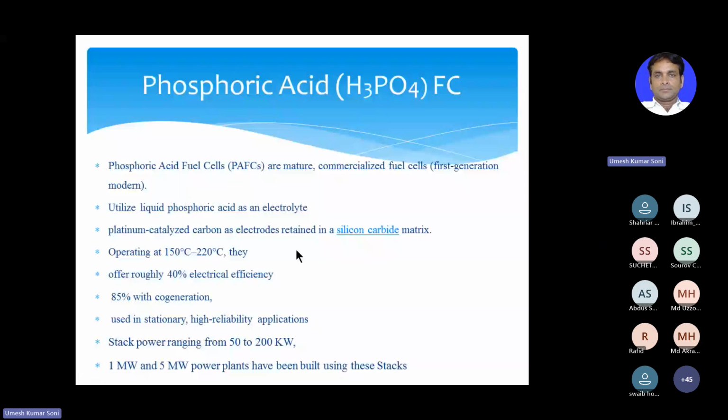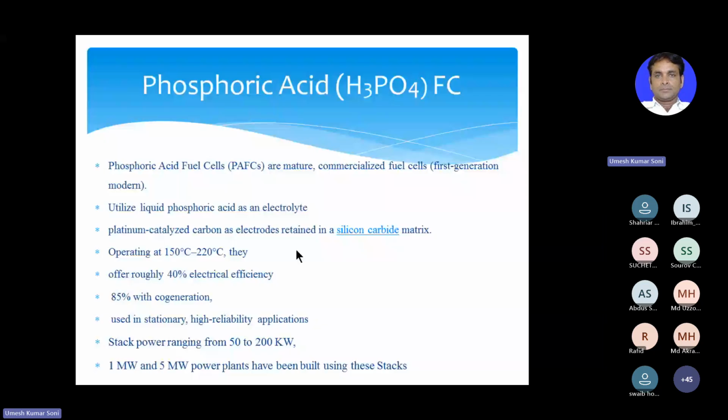They have a 40% electrical efficiency, and if we use the cogeneration, means if the high heat dissipated from the fuel cell, we can use that heat to generate another form of energy, electrical energy, and we can add it. So if we use the cogeneration, it has 85% efficiency. Okay. So this is used in the stationary and very high reliability applications.